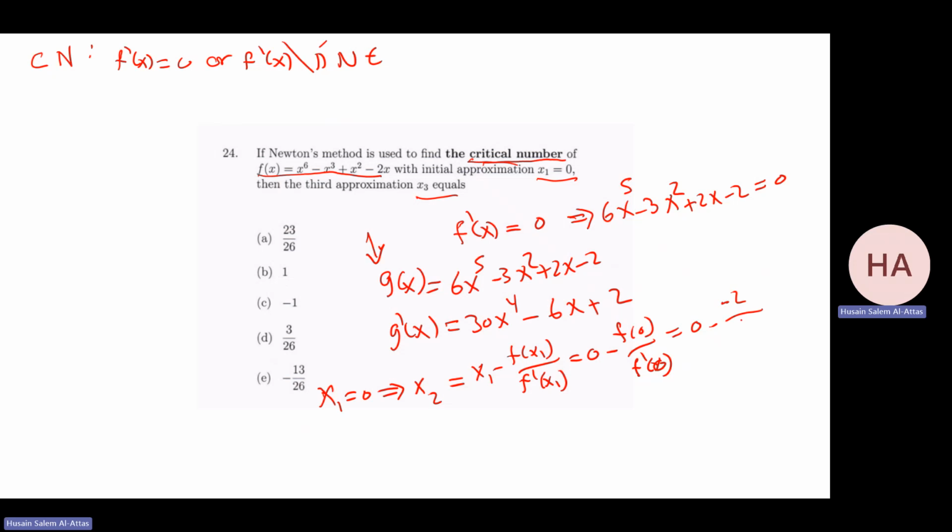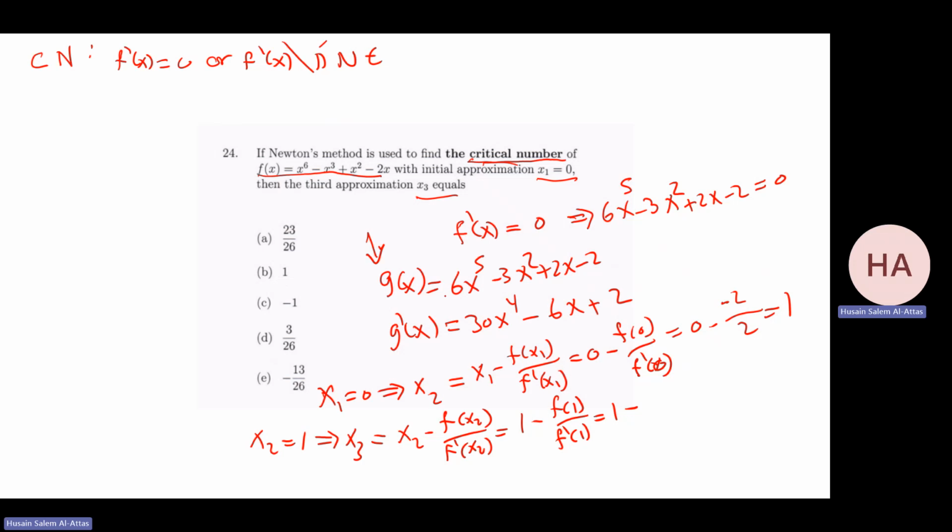F prime at 0 will be 2, so that will be 1. x2 equals 1. That means x3 is what? x2 minus f of x2 over f prime at x2. That will be 1 minus f of 1 over f prime at 1. That's 1 minus f of 1.